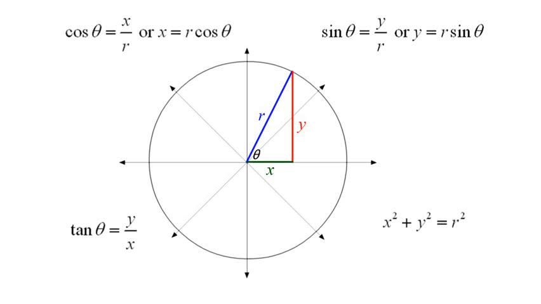Solving the first two for x and y results in x equals r cosine theta and y equals r sine theta. Also, by the Pythagorean theorem, x squared plus y squared equals r squared.